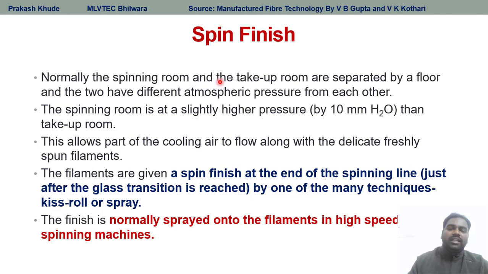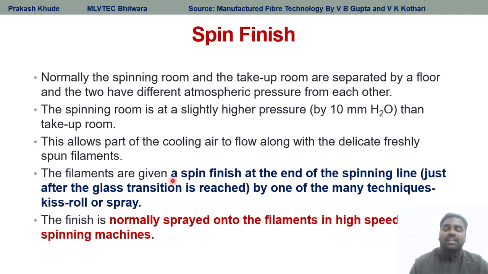So generally, in your melt spinning line, the spinning room and take-up room are normally separated by a floor, and they have 2 different atmospheric pressures. Generally, the spinning room atmospheric pressure is slightly higher than that of the take-up room. And this will allow part of the cooling air to flow along your delicate, freshly spun yarn.